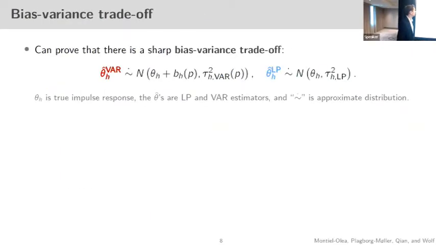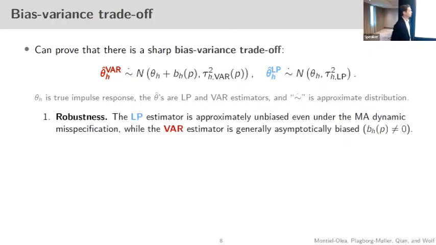Well, here's the one slide result. There's our sense of the bias-variance trade-off. These two estimators, the VAR and the LP one, are going to be approximately normal with certain means and certain variances. And those terms I want to dig into a little bit more now, where the theta_h, what you see here, is the true IRF, the thing that you're actually interested in that's implied by your underlying DGP. So let's begin a little bit with the mean terms.